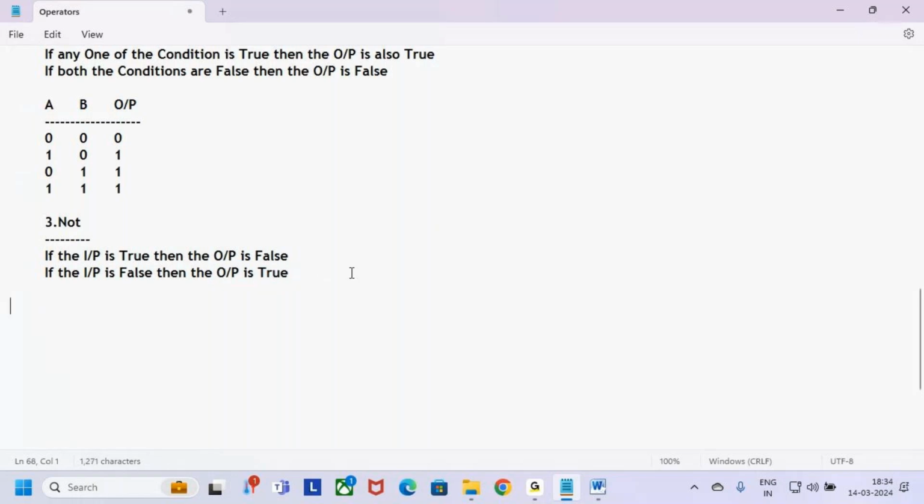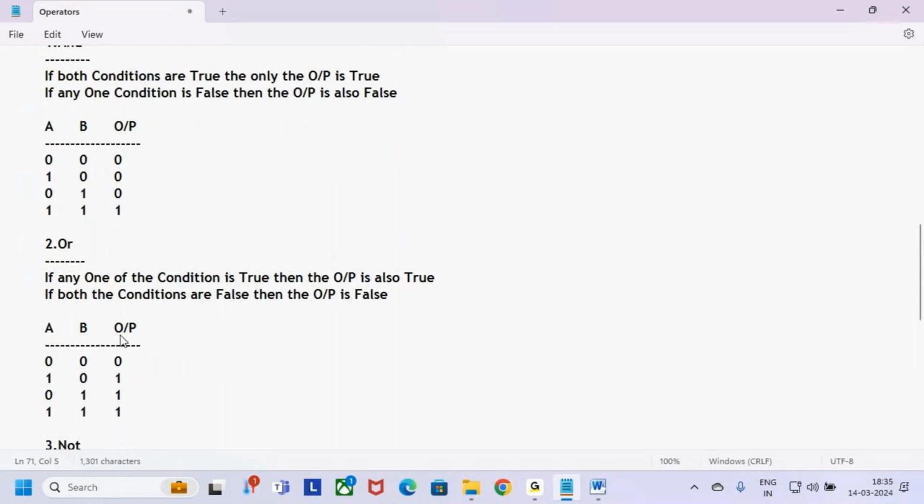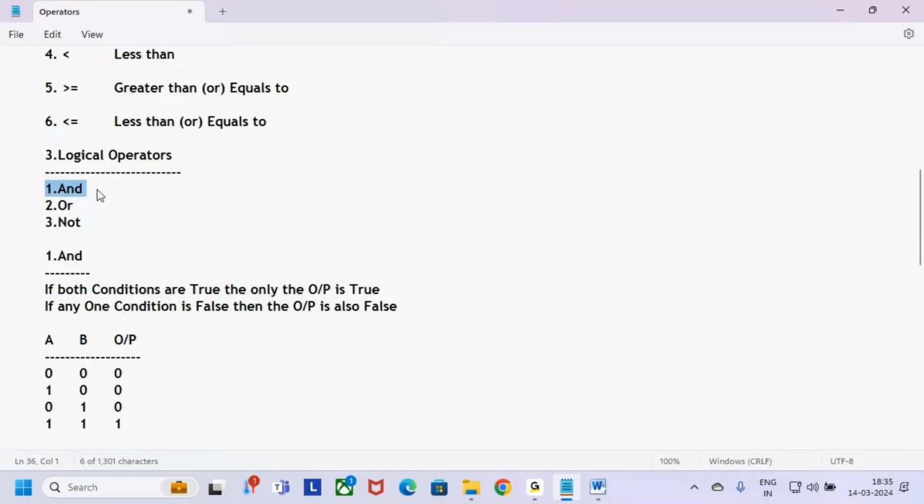So let me keep it here. We'll have only one input and one output here. As I said, if you pass the input as true, then we'll get the output as false. If you pass the input as false, we'll get the output as true. So this is the functionality of the NOT logical operator. So these are the different types of logical operators we have: the functionality of the AND operator, OR operator, and NOT operator.